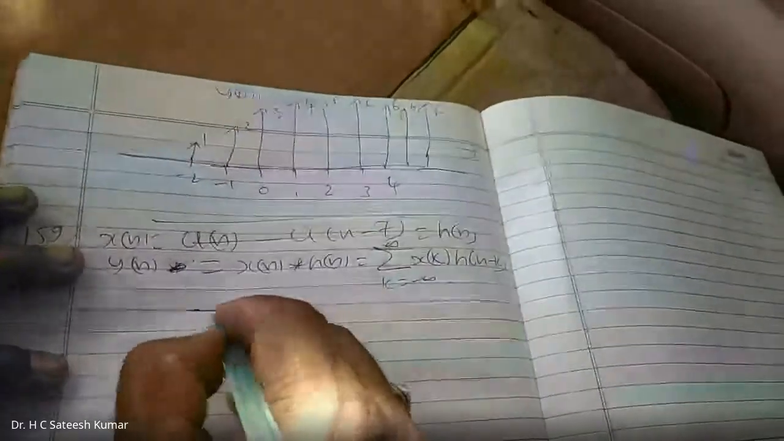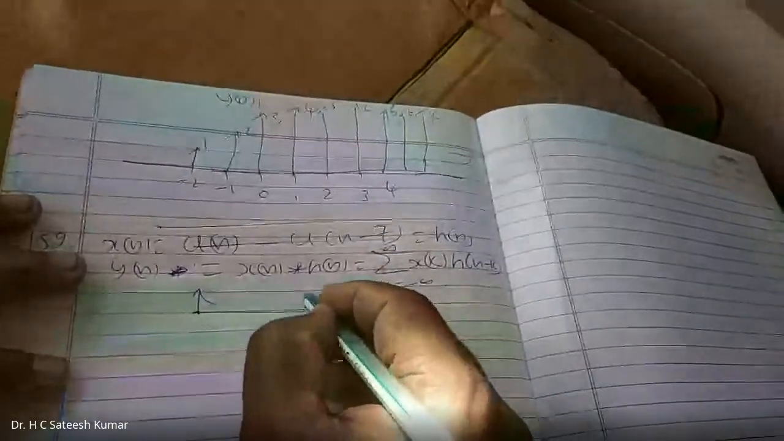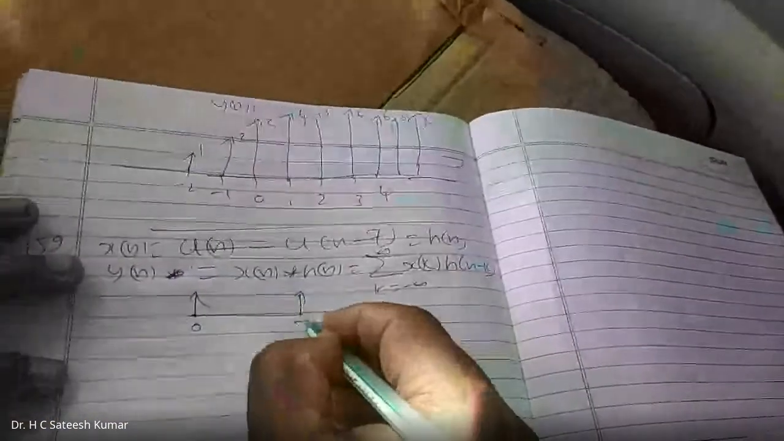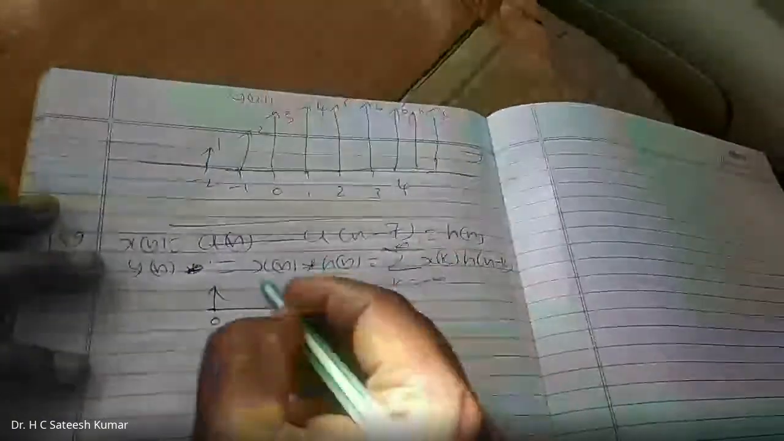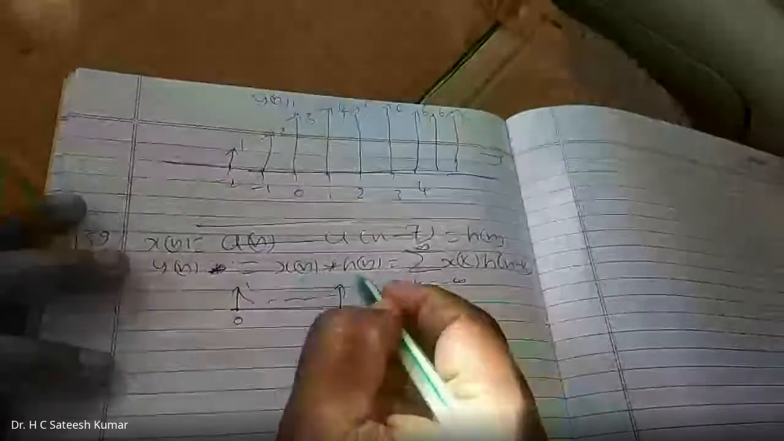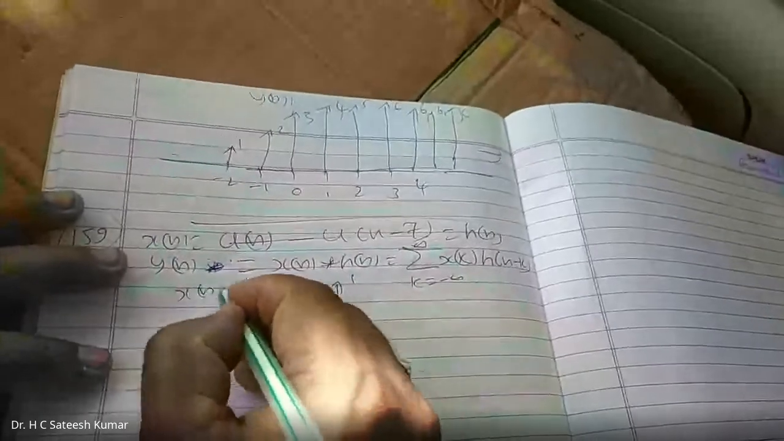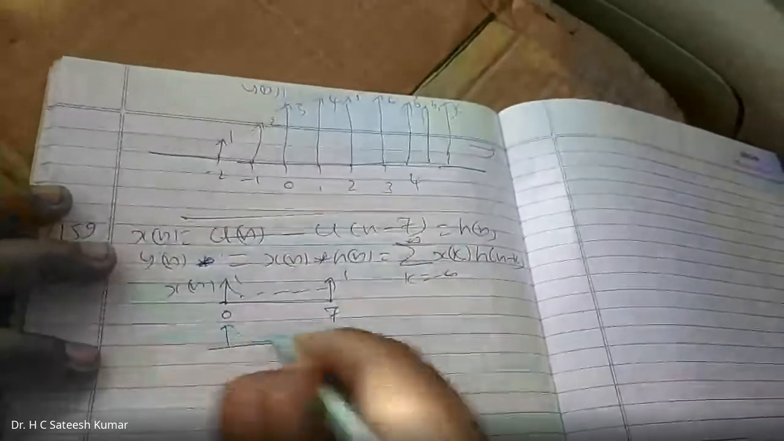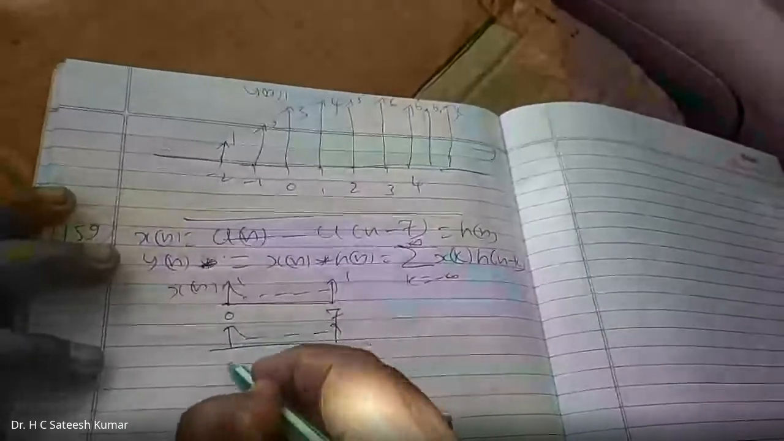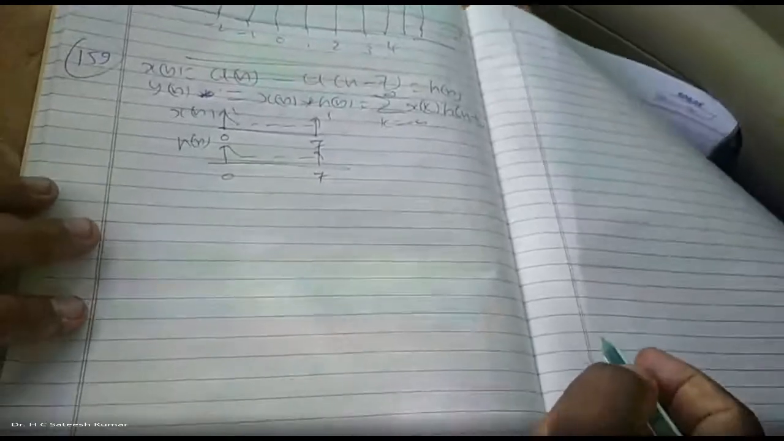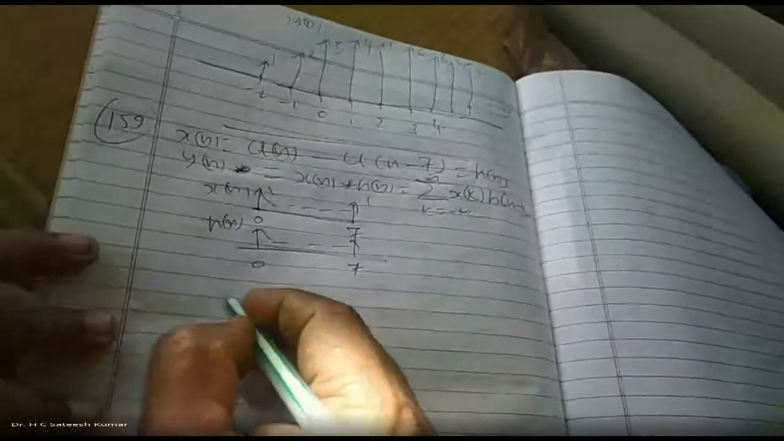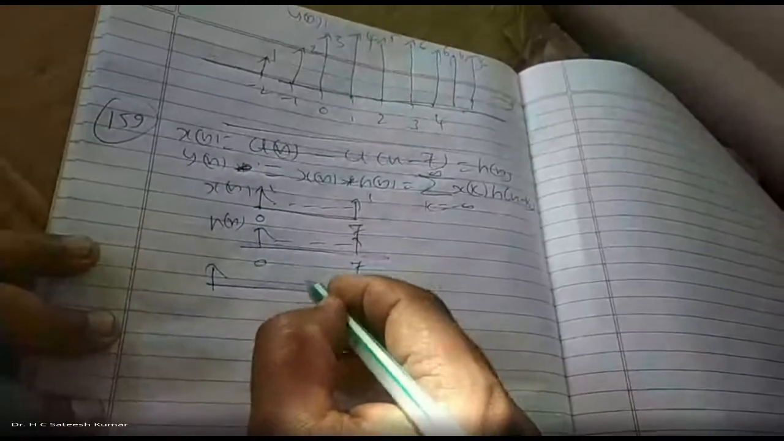One is from 0 to 7. Get the signal's first and last element, because both are finite now. Whenever it is finite, I'll write only the first and last element, no need to write in between. 1, 1. This is our x of n. h of n is also the same, 0 to 7. x of k, from where to where? 0 to 7.